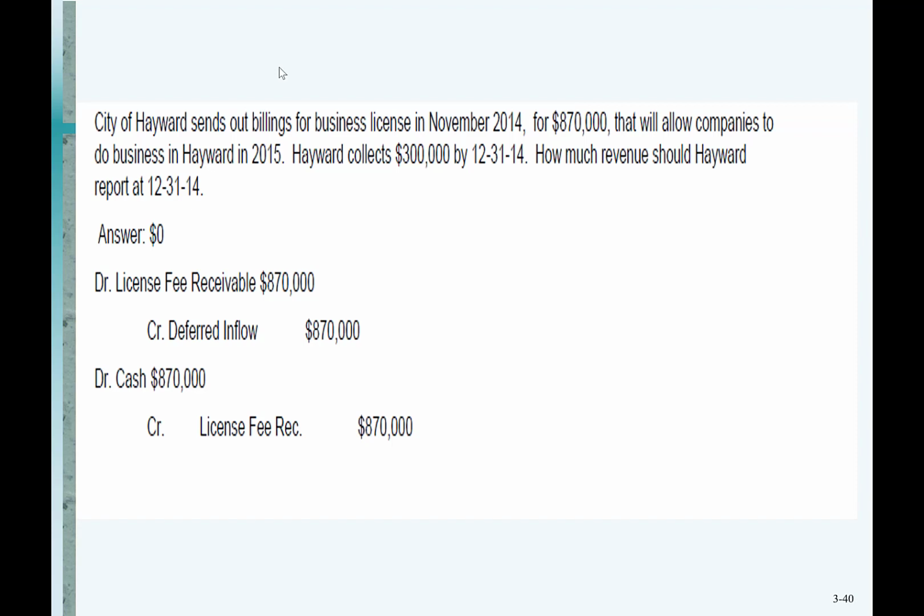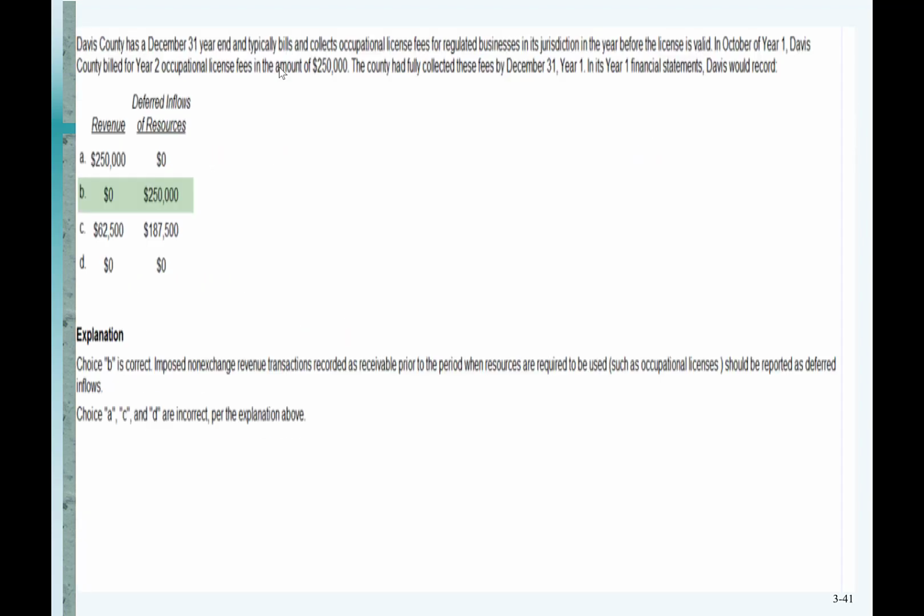Revenue won't happen until the clock strikes 2015. Then we'll be able to debit the deferred inflow and credit the revenue, right? But in 2014, we have a deferred inflow, don't we? Okay, good. Let's look at this question.